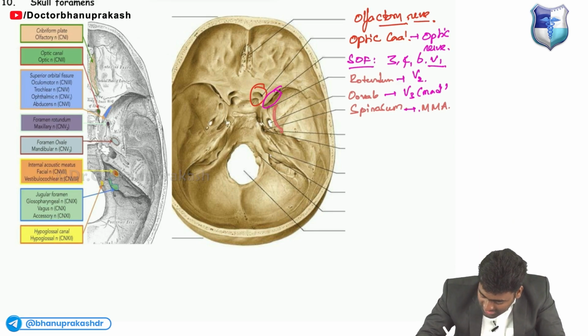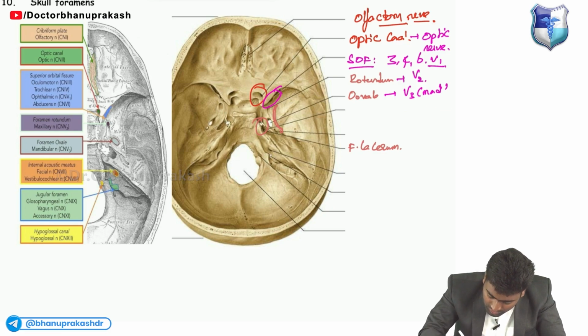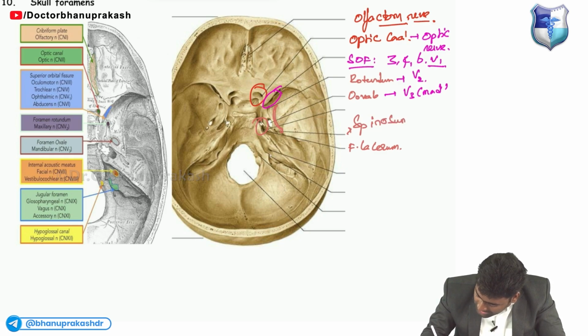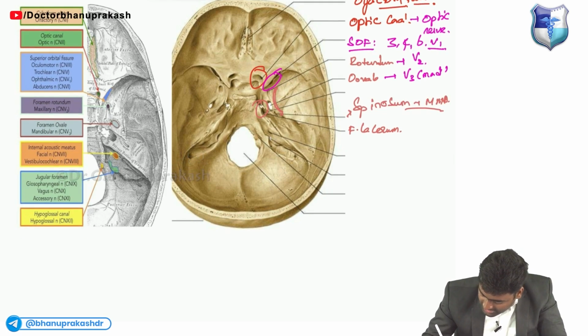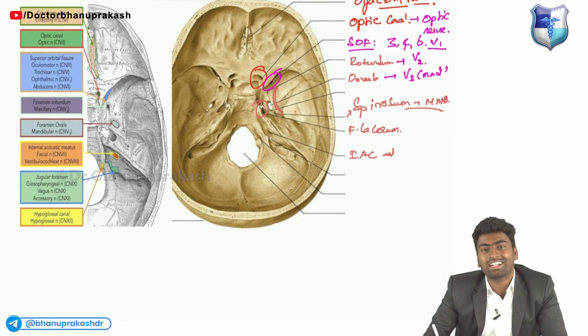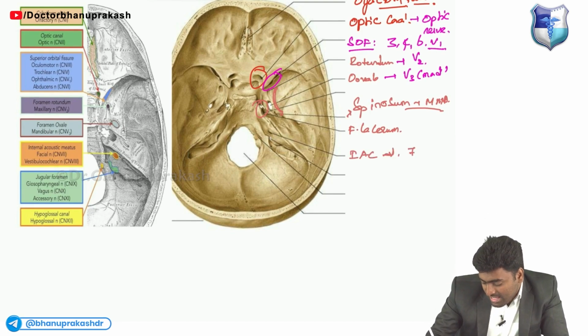Next about this structure which is known as the foramen of Vesalius. This is the spinosum, which has the middle meningeal artery. And next, this is the internal acoustic canal, and we know the internal acoustic canal gives passage to the 7th and 8th cranial nerves.